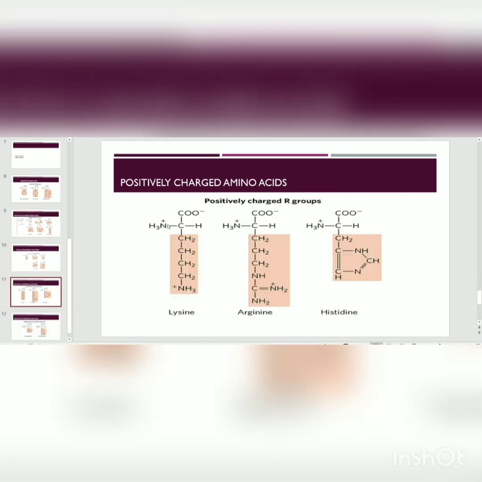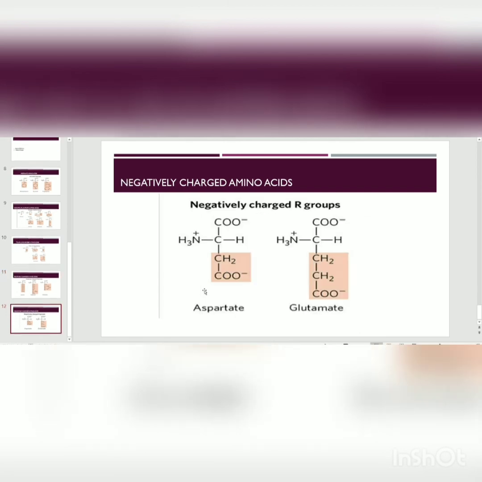And coming towards the charged amino acids, in this category, the first one is the positively charged R groups, in which the side chains have an overall positive charge. Right, we can see the example of lysine, arginine, and histidine here. Here it has the positive charge group on the side chain itself. So these are the positively charged amino acids. And coming to the last one, that is negatively charged amino acids or negatively charged R groups. Here we can take the example of aspartate and glutamate, which both have an overall negative charge in their side chains.